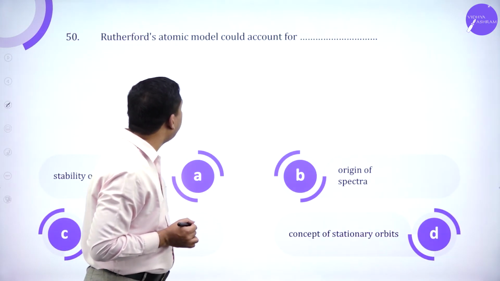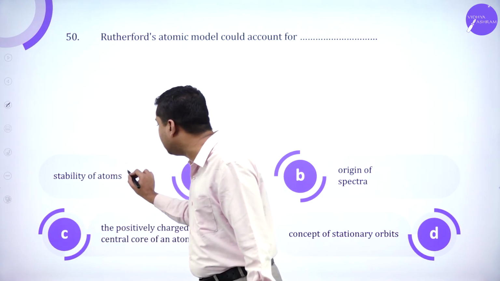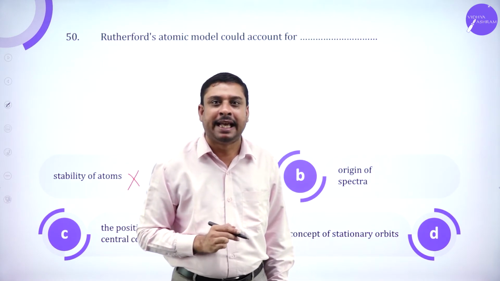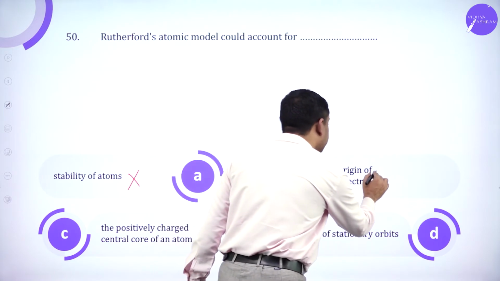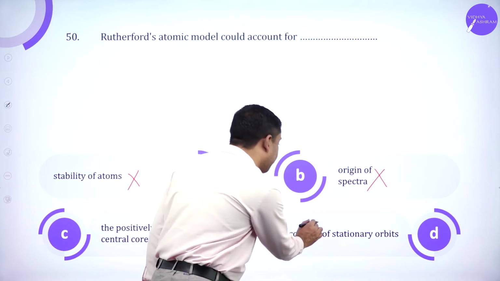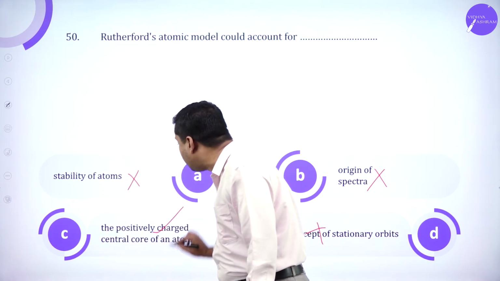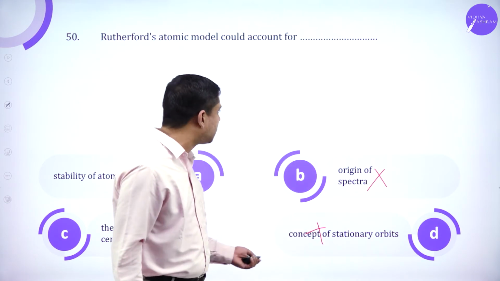Rutherford's atomic model could account for stability of the atoms? No. It nowhere gave us the condition for stability of the atom. Origin of spectra? No. Concept of stationary orbits? No. It could only tell the concept of positively charged nucleus.